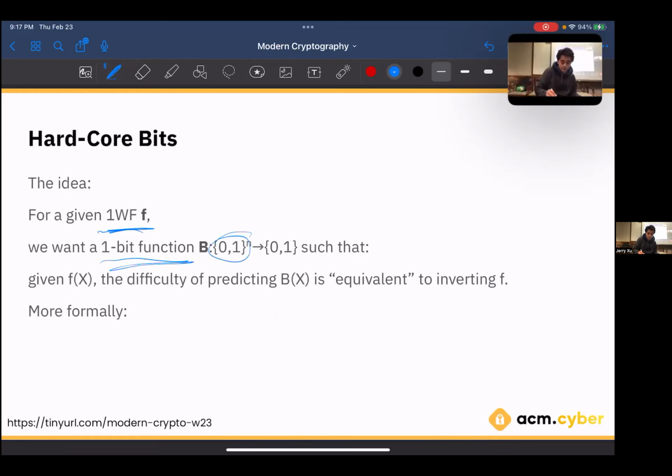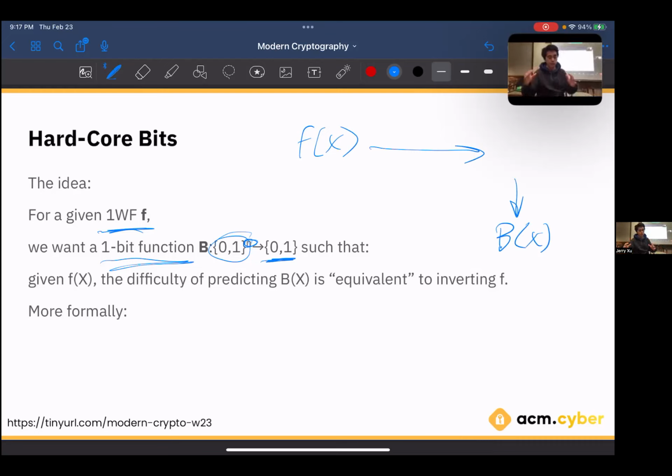It's going to take in a long string, a string of length n, and it's going to output a single bit such that if I give you f of x, the probability that you output b of x correctly is going to be very small in a certain sense, right? So hopefully you're thinking, how could outputting the correct bit be very hard? That's flipping a coin. If you just guess randomly, you're going to have a probability 1/2 of guessing this, right?